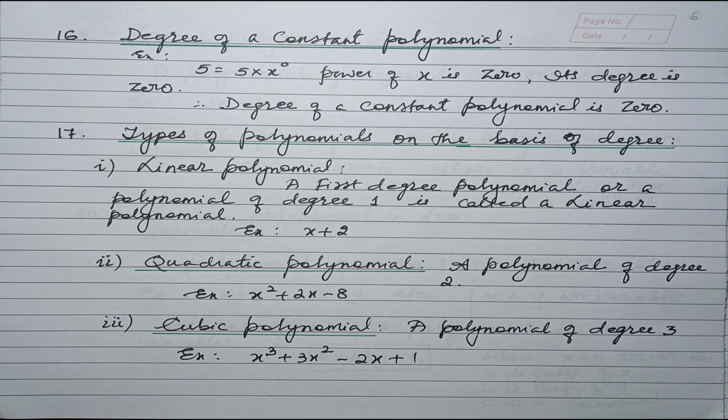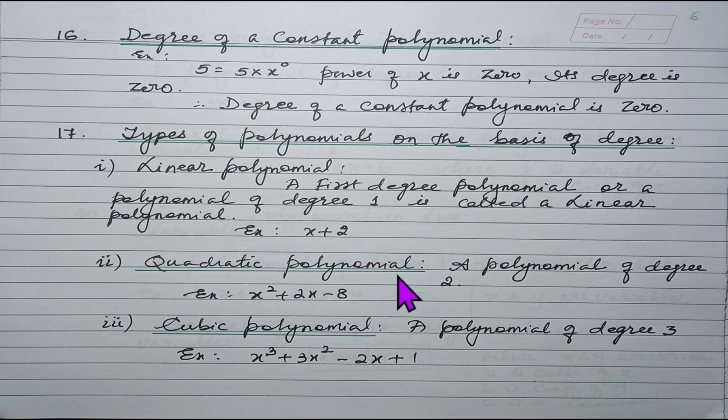Now again we can classify the polynomials on the basis of degree. Earlier we had classified on the basis of number of terms. We can also classify them on the basis of degree. A first degree polynomial, or a polynomial of degree 1, is called a linear polynomial. If you look at this example, x plus 2 is a linear polynomial because it is a first degree polynomial or a polynomial of degree 1. It's a binomial but the degree is 1, therefore it's a linear polynomial.